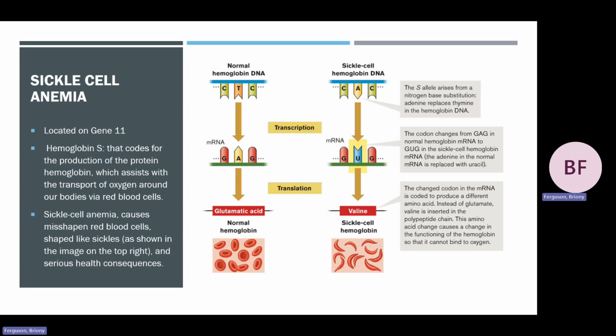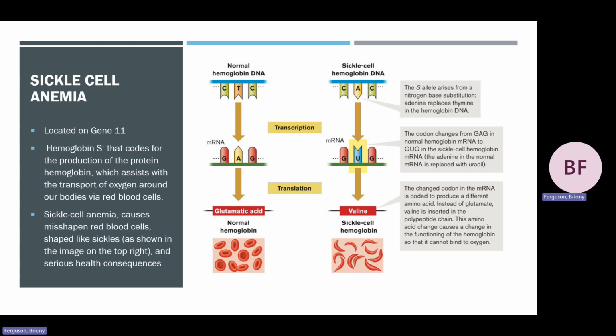So sickle cell anemia, this is actually a natural mutation and adaptation. It is located on gene 11, and it actually affects hemoglobin S, which codes for the production of the protein hemoglobin, which actually assists with the transport of oxygen around our bodies using red blood cells. So obviously this is very, very important for normal bodily functions.